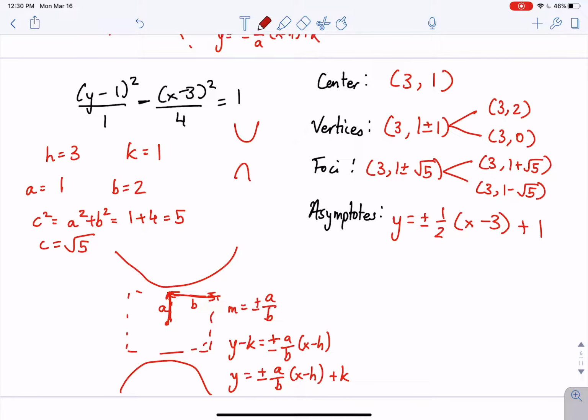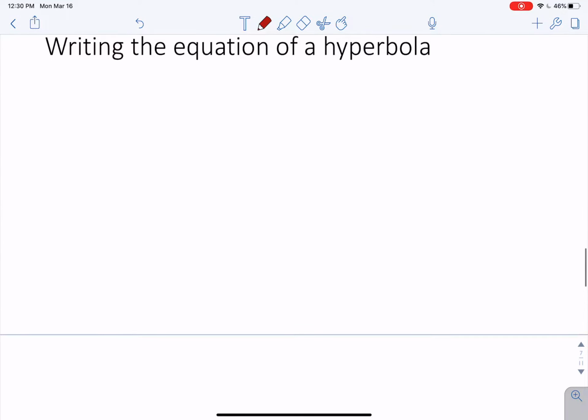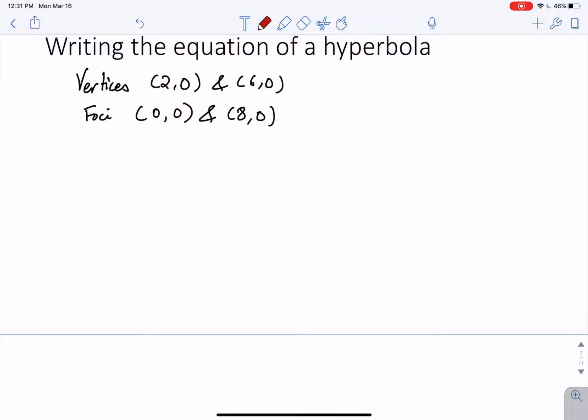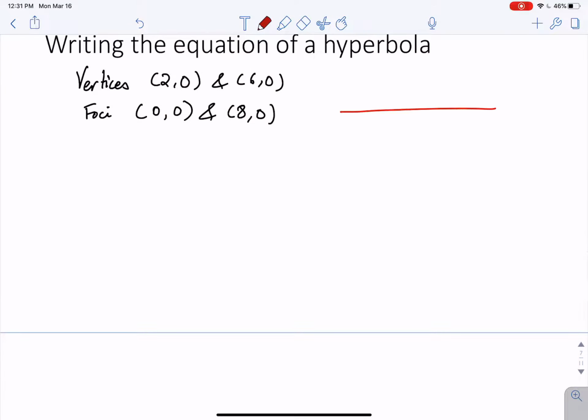The last thing we're going to do is write equations for hyperbolas, given some information. So we'll do 2 examples of this as well. So we'll say we have vertices (2, 0) and (6, 0), and foci (0, 0) and (8, 0). And we want to write this equation. So I know that it helps to draw sketches so I can get some idea of which direction it's opening in and some information from that. So I know it has vertices at (2, 0) and (6, 0), and foci at (0, 0) and (8, 0), which means this has to open horizontally.